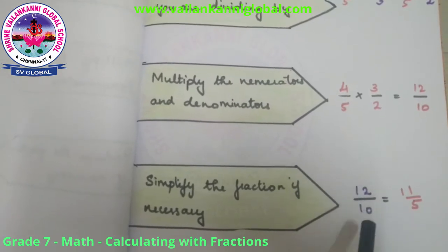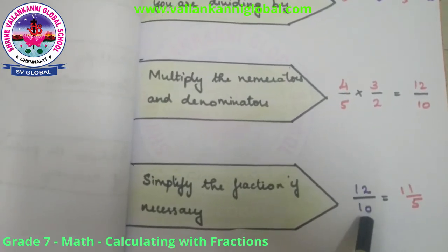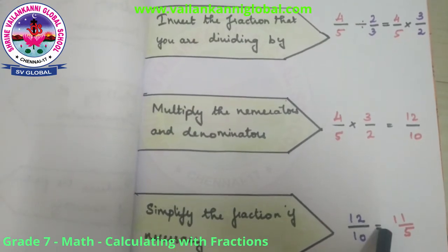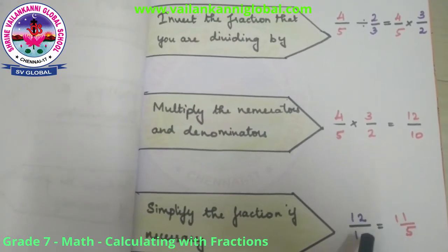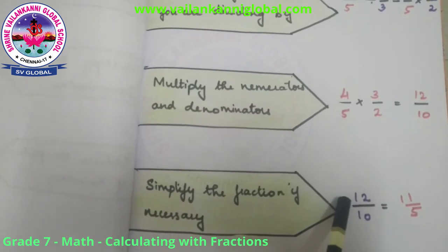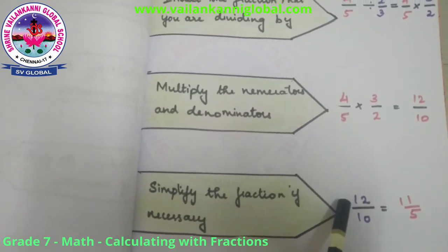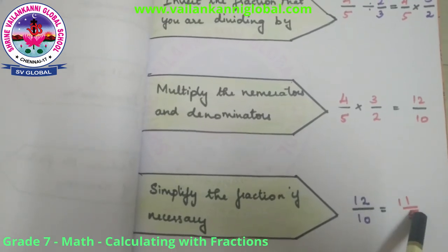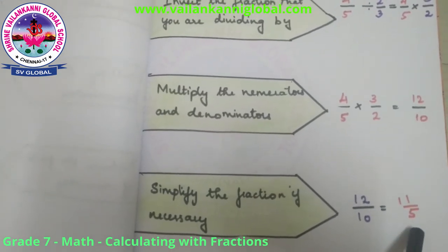So that is 12 by 10. If you reduce it, you will be getting 6 by 5. That 6 by 5 you can convert into a mixed fraction, that is 1 and 1 by 5.